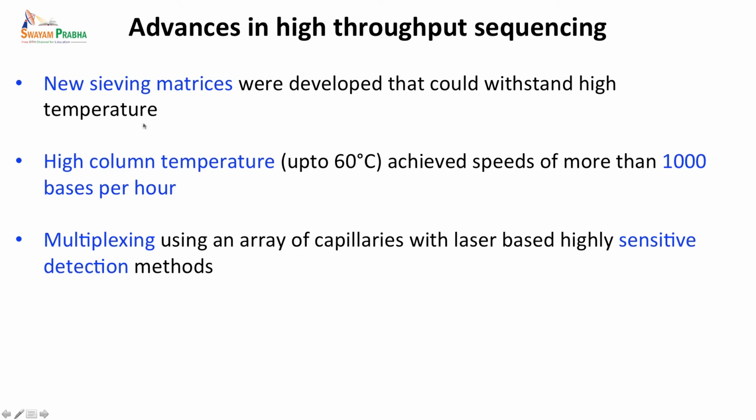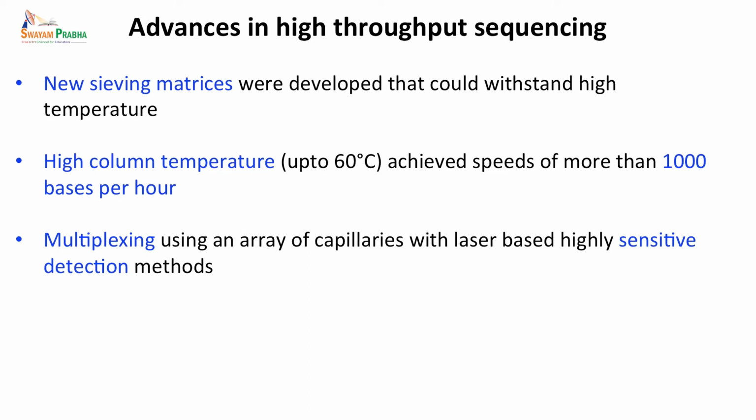So many new sieving matrices were developed, and not only did they resolve the problem of cross-linked polyacrylamide gels, they could also withstand very high temperatures. And use of high temperature, up to 60 degrees centigrade, increased the rate at which the electrophoresis could be carried out, and also improved the resolution. So more than 1,000 bases per hour could be sequenced using these high temperature methods and using these new matrices. And further advancement in this came from multiplexing an array of capillaries.